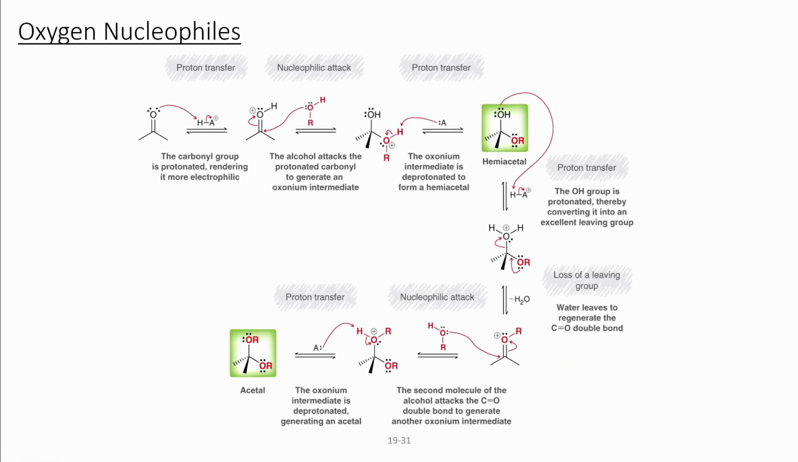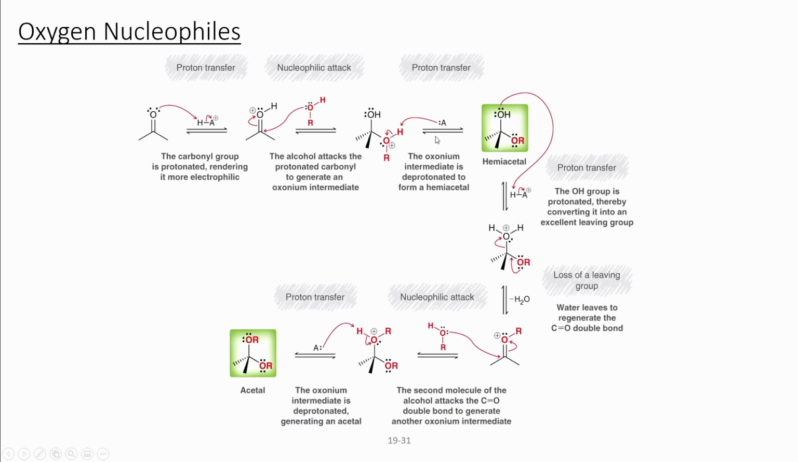We can look at the mechanism of this reaction. The first step of the reaction, like any reaction with a carbonyl compound in acidic conditions, will be proton transfer. So the carbonyl group will be protonated to make the carbonyl carbon more electrophilic. Then the second step will be nucleophilic attack of the alcohol. So the oxygen with the lone pair on it will attack and form a new carbon-oxygen bond.